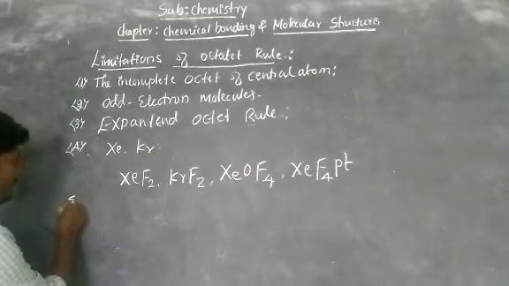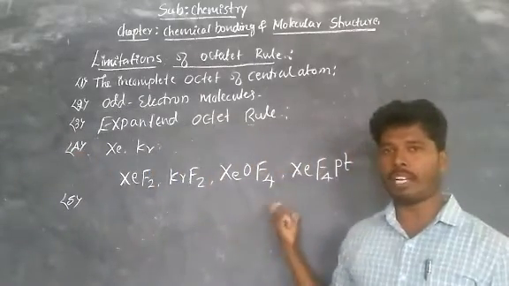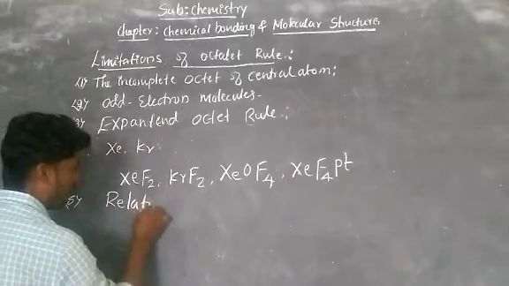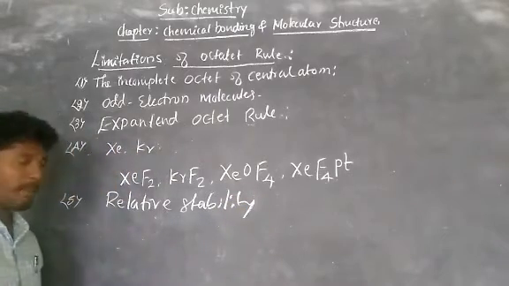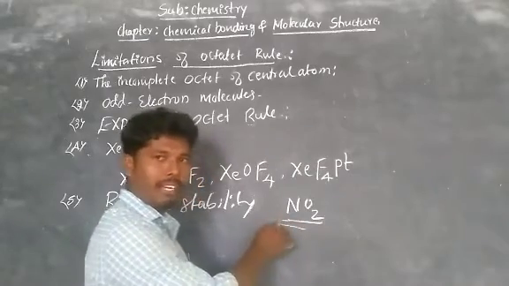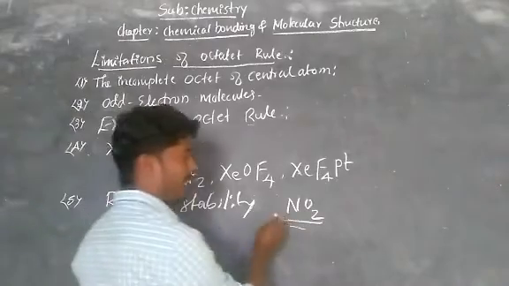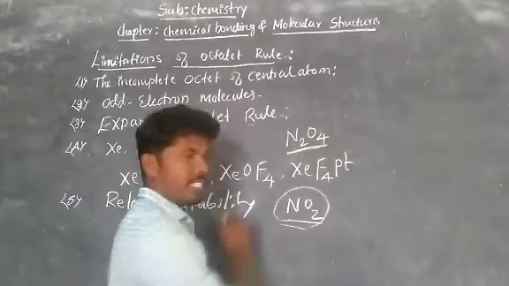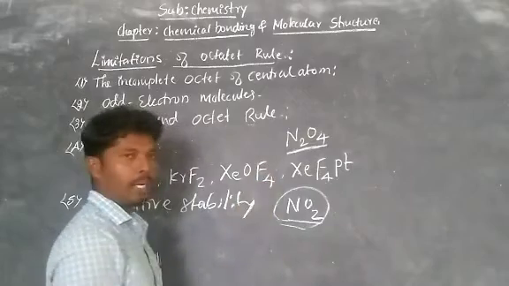Then the fifth one: this theory fails to explain the relative stability of compounds. For example, I told you NO2, nitrogen dioxide. This has an odd number of electrons, right? We studied it as an example of odd electron molecules. So it doesn't exist as NO2, rather it exists as N2O4. This is the stable molecule. It fails to explain why nitrogen dioxide exists as N2O4.